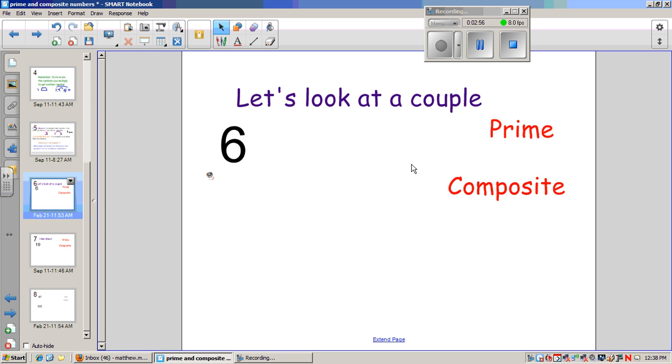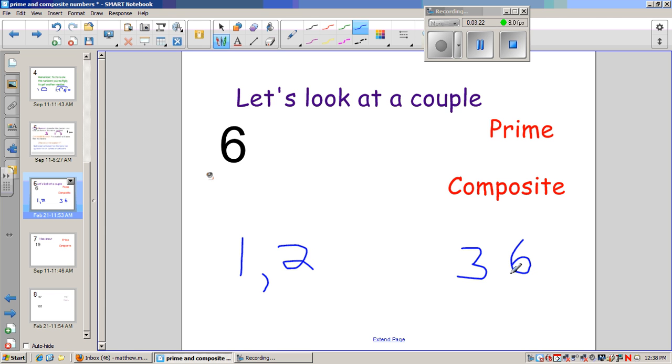So let's look at a couple. How about the number 6? Let's look at the factors of 6. Well, we know the number 1 is a factor of 6, and we have the number 6. What comes after that? 2. 2 times what? Well, it would be 2 times 3. And at that point, now we're repeating. So we have 1, 2, 3, and 6. 1 times 6, and then, of course, 2 times 3.